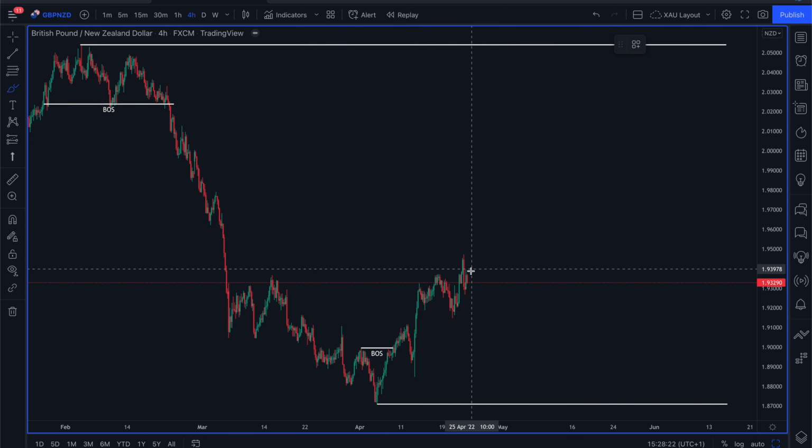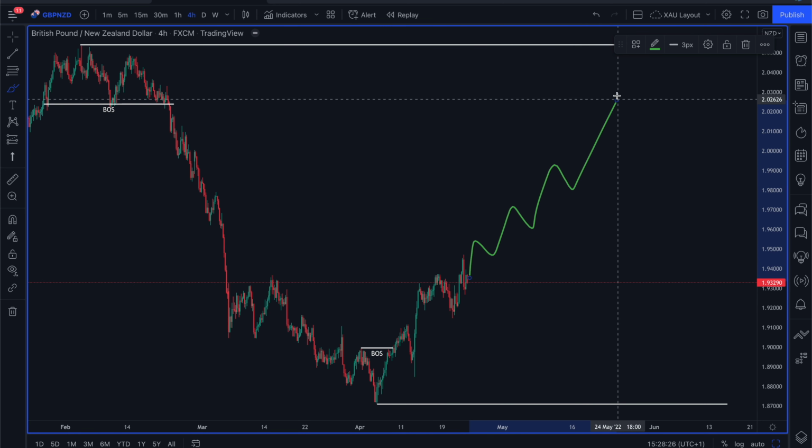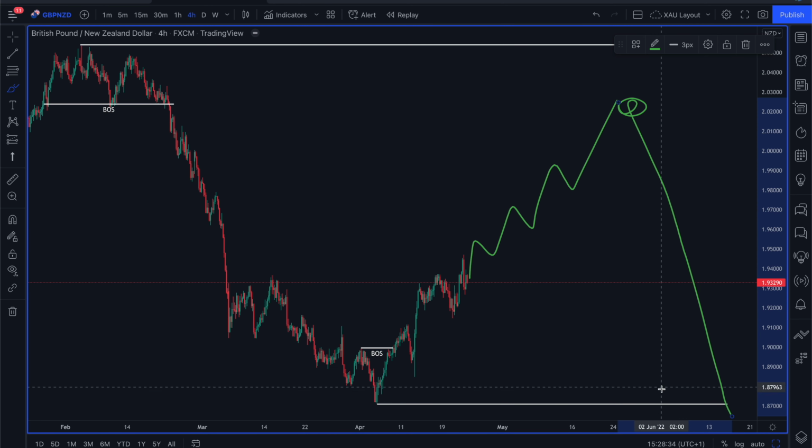My predictions for this market are that we are going to see price continue this bullishness, not breaking this high, showing some signs of displacement and a break of structure somewhere around here, and then go on to set new bearish structure, breaking this previous low.